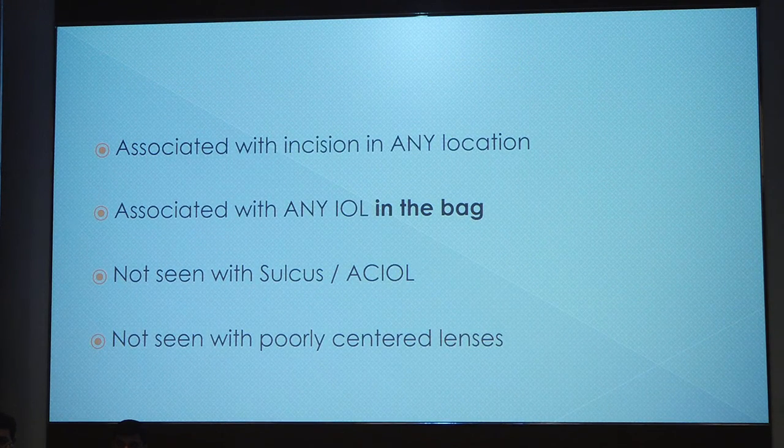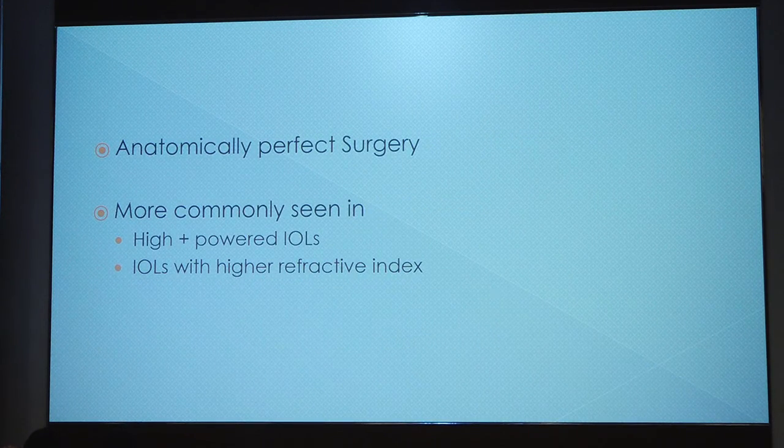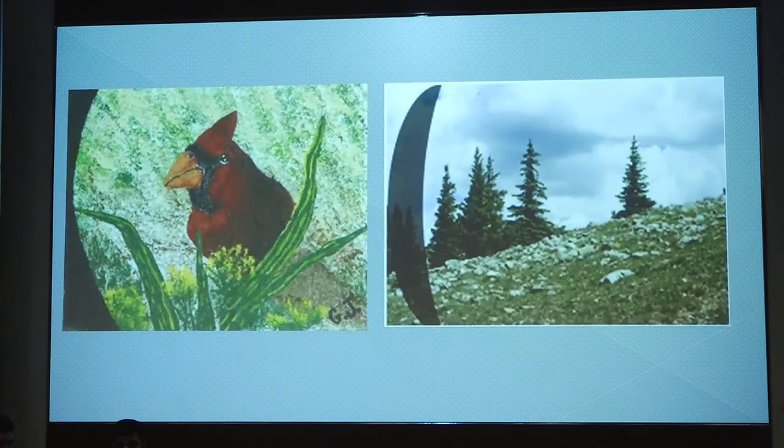Negative dysphotopsia can occur with an incision in any location, with any IOL, as long as it is in the bag. It is not seen in IOLs which are either fully in the sulcus or partially in the sulcus, or with AC IOLs. It is not seen with poorly centered lenses. Basically, it's an anatomically perfect surgery that you've done. You are happy, patient is not happy. More frequently seen with higher diopters in hypermetropes, and again in IOLs with higher refractive indices.